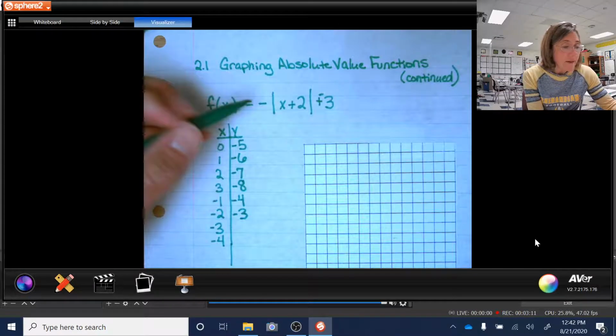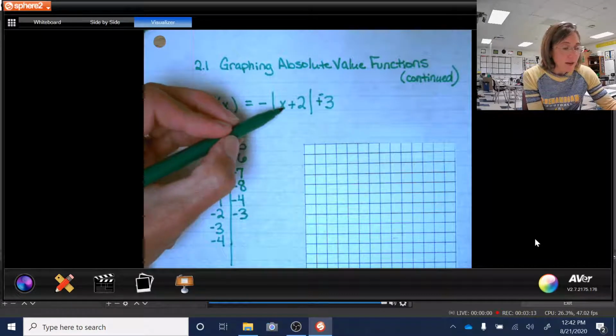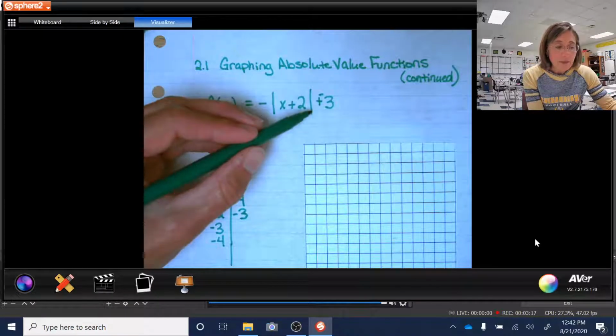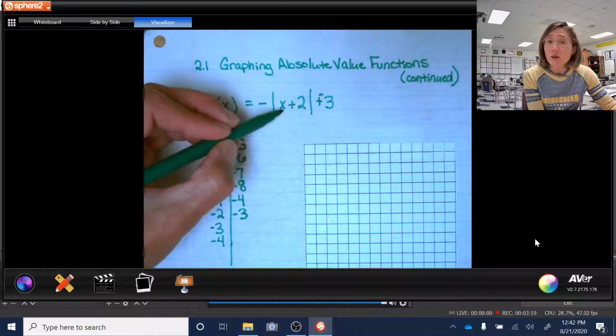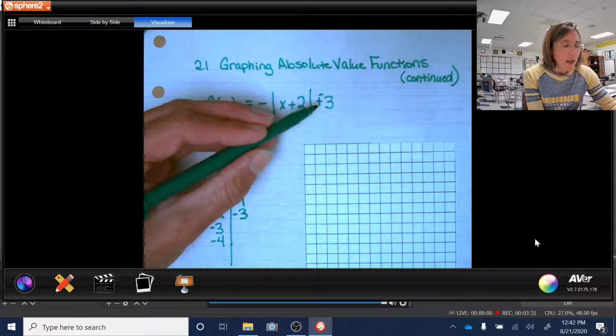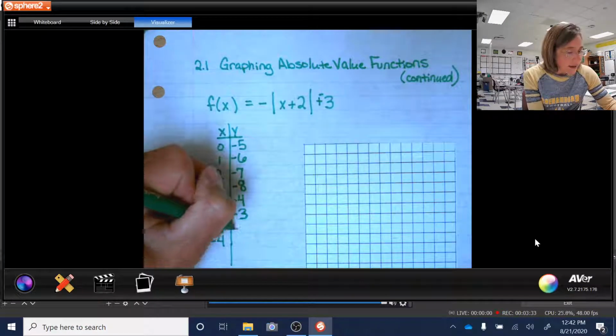I'm going to take this negative 3 and plug it in for the x. So negative 3 plus 2 would be negative 1. Now when you take the absolute value of negative 1, that turns it to a positive 1 because negative 1 is 1 unit away from 0. Remember, when we talk about distances, we respond with a positive. But then there's this negative out front, so it turns it back to a negative 1. Plus negative 3 gives us negative 4.